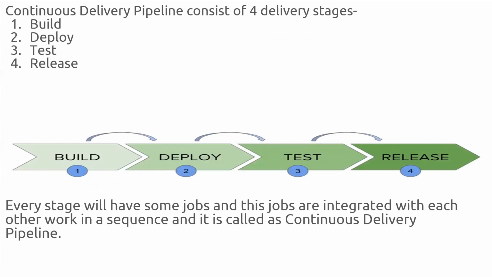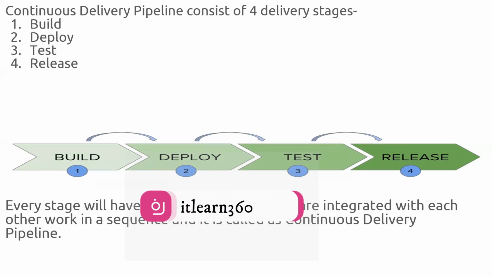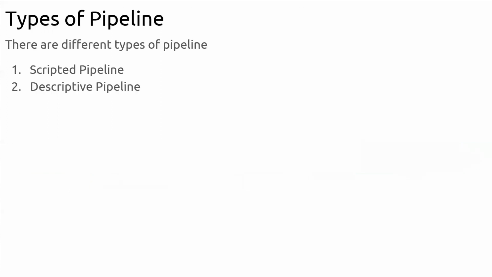Now, a continuous delivery pipeline consists of four stages: build, deploy, test, and release. When you start integrating a project, there is the build, then the deployment, and after the build is deployed, you need to test it, and then you can release it.